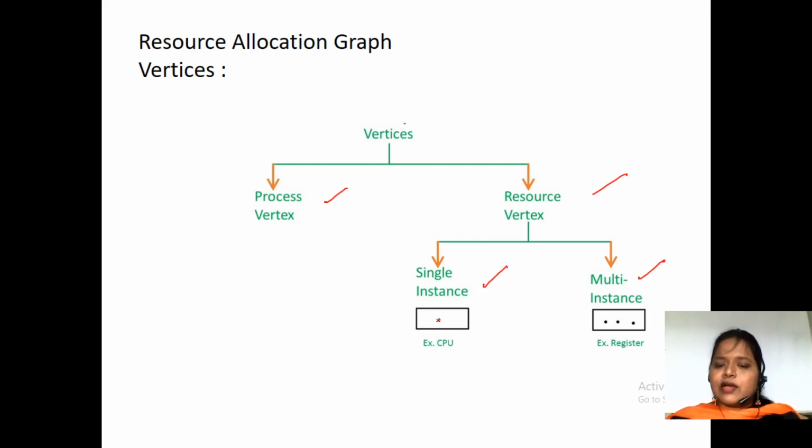When we have a single resource, we call it a CPU. When there are multiple instances, in the sense when we have many registers, like the many registers we have seen, accumulator registers, stack registers, all the registers will be many. So those we represent with multiple instances.